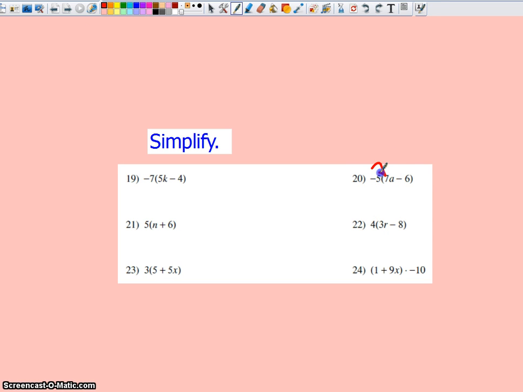Negative 5 gets distributed on this one. Negative 5 times 7 is negative 35a. Negative 5 times a negative 6 is a positive 30, so I say plus 30. Remember, you must always put a plus or a minus between your terms.